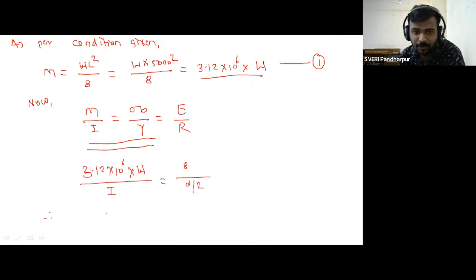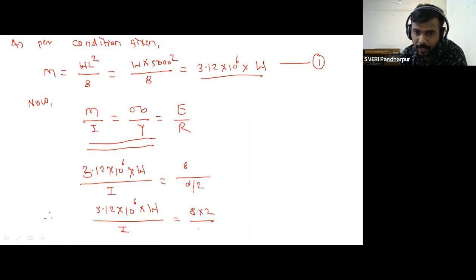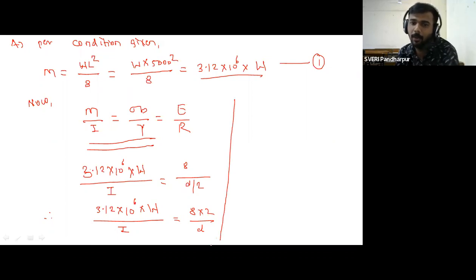Now I will rearrange the terms and write the equation in the form of W. Before that, I will write 3.12 into 10 raised to 6 into W divided by I, into 8, into 2 divided by D. Now to write the equation in terms of W, what do I do? Leaving W, all the other parameters go to the right side, and what is in the numerator goes to the denominator.